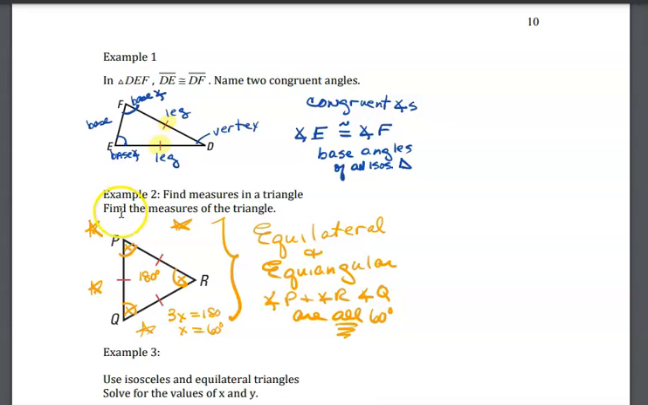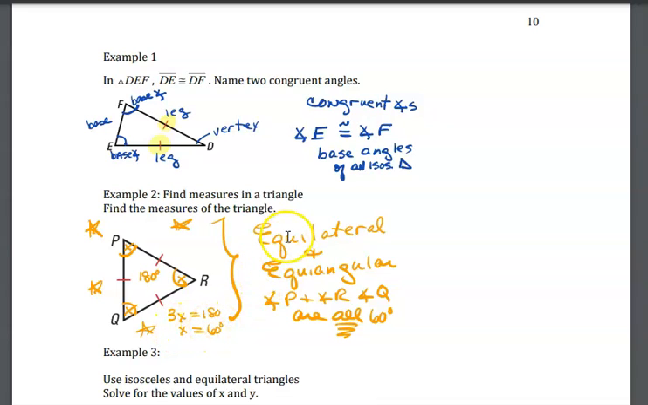Okay, next example. Find measures in a triangle. So find the measures of the triangle. So what I did was I noticed that you have these 3 red lines. Those 3 red lines told me that I had also 3 equal angles. I labeled those angles X. So I have 3 X's, and they're going to sum up to 180, just like I did before in the example, and therefore every X is going to be 60 degrees.